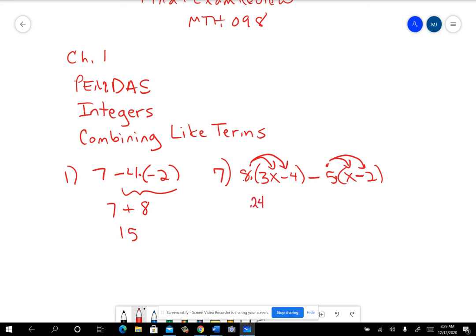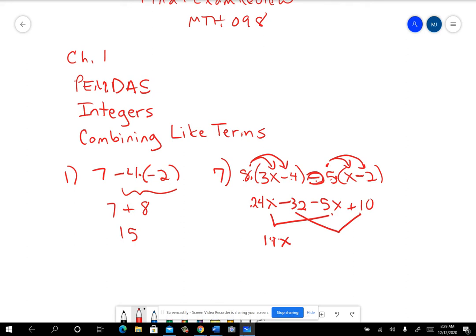So 8 times 3, 24x. 8 times negative 4 is negative 32. Don't forget to include the negative along with the 5. This is important. So negative 5 times x is minus 5x, and then negative 5 times negative 2 is plus 10. At this point, you don't have any equations or anything, so you're just combining like terms. So you put the 24 minus the 5x together, and then the negative 32 plus the 10 together. And you wind up with, that'd be negative 22.